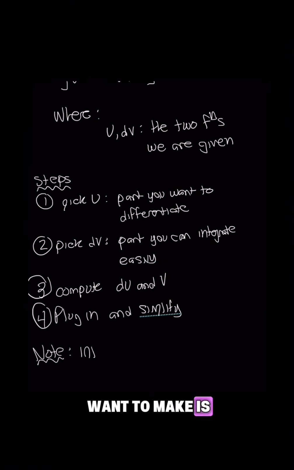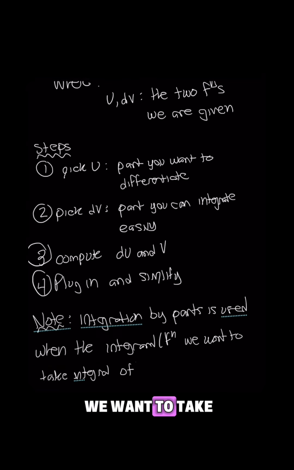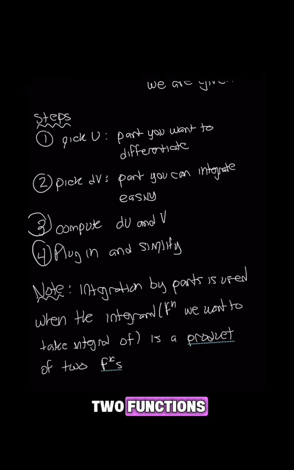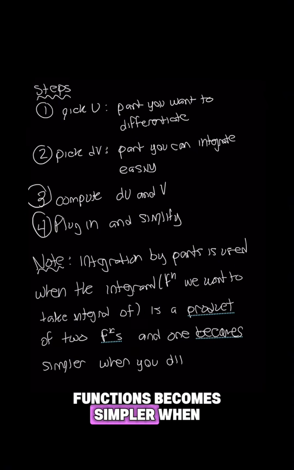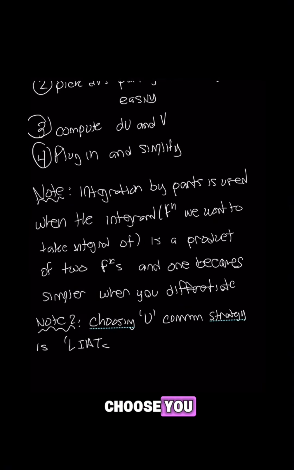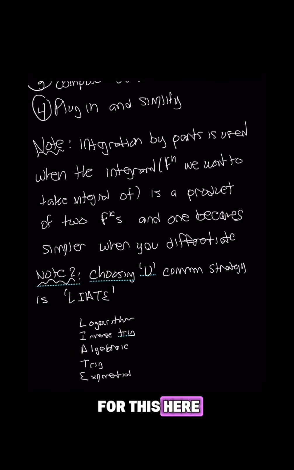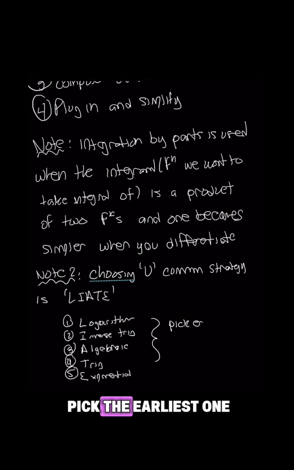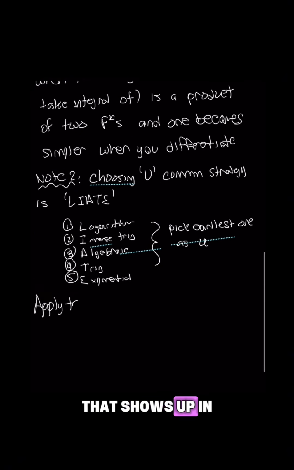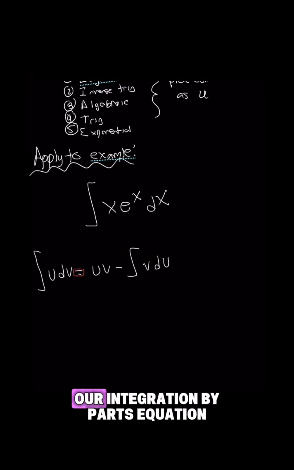The first note I want to make is that integration by parts is used when the integrand, which is the function we want to take the integral of, is a product of two functions, and one of these functions becomes simpler when you differentiate. The second note is an easy way to figure out how to choose u is to use this expression called LIATE, which stands for this here. And if we number these, what we do is we pick the earliest one as u that shows up in the integral.